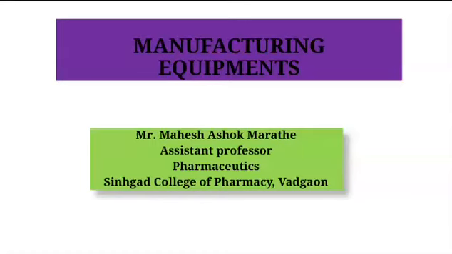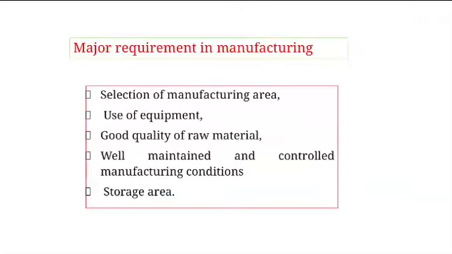Today we will learn about the manufacturing equipments. First, what are the major requirements for the manufacturing of any dosage form? First we require the manufacturing area, then the use of the equipment, then we require raw material with good quality, then well maintained and controlled manufacturing conditions, and the storage area.